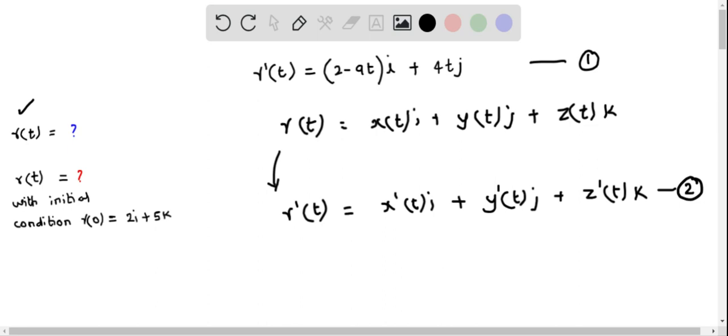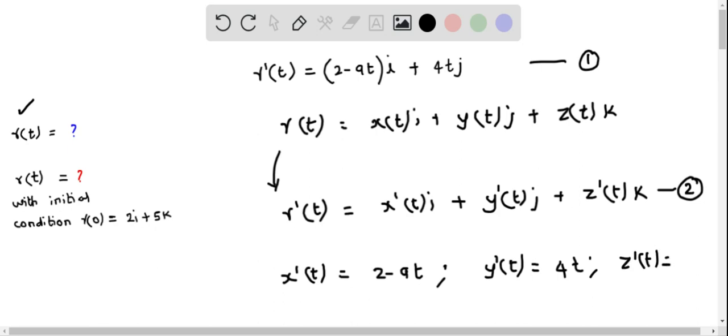So we can write down that as x prime of t. This equals the component of i in equation 1, which is 2 minus 9t. And similarly, y prime of t is the component of j in equation 1, which is 4t. And also z prime of t is the k component in equation 1. Since there is no k component, we can consider that it is 0. So we see that z prime of t equals 0.